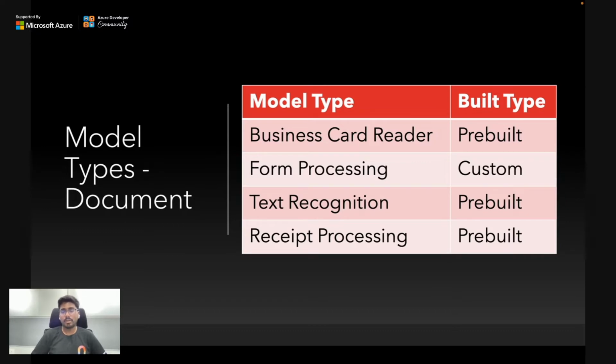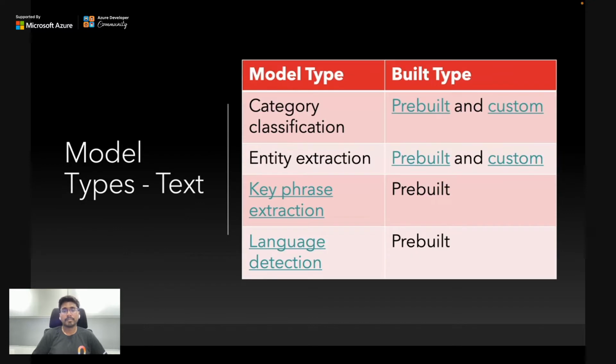You can process your form using the form processing model, which is custom because it caters to your custom form designs. Text recognition is already pre-built, so we can recognize text from your images. And receipt processing helps you process your invoices and everything, and it's pre-built.